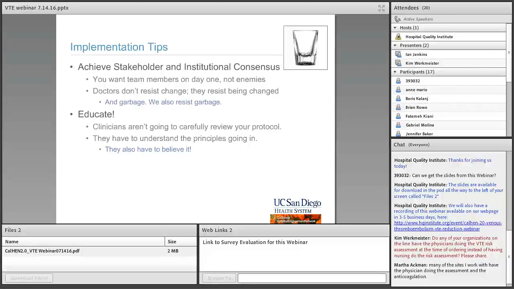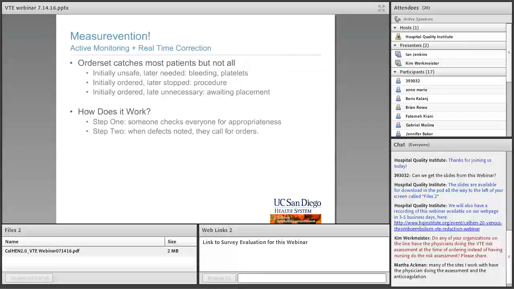Doesn't matter what you write. If the physicians aren't prepared to use it intelligently, it's not going to achieve high performance. And of course, before you implement widely, you want to try at least a bunch of volunteers or potentially a pilot unit. So now let's talk about measurevention and try to wrap things up.